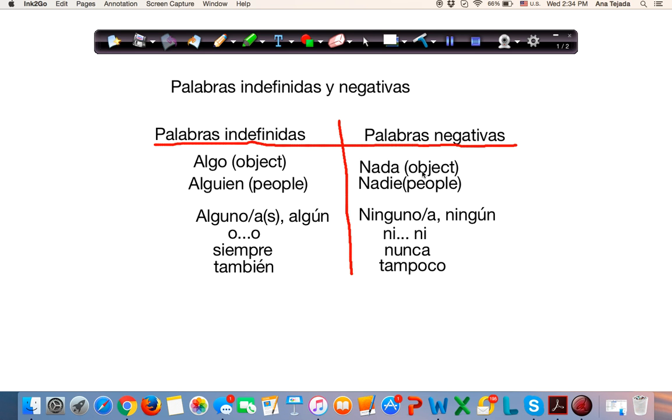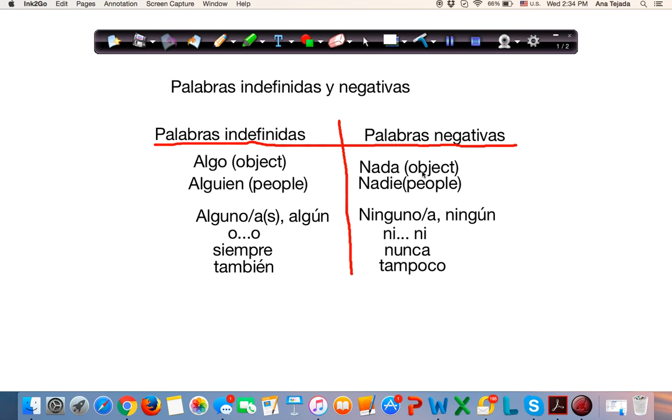Ningún and algún are the short versions that are used when they are placed before the subject and the subject is a masculine subject or object. Okay? Then we have o... o, which means either... or. And then ni... ni, which mean neither... nor. Then we have siempre, always, nunca, never, también, also, too, tampoco, neither, not either.